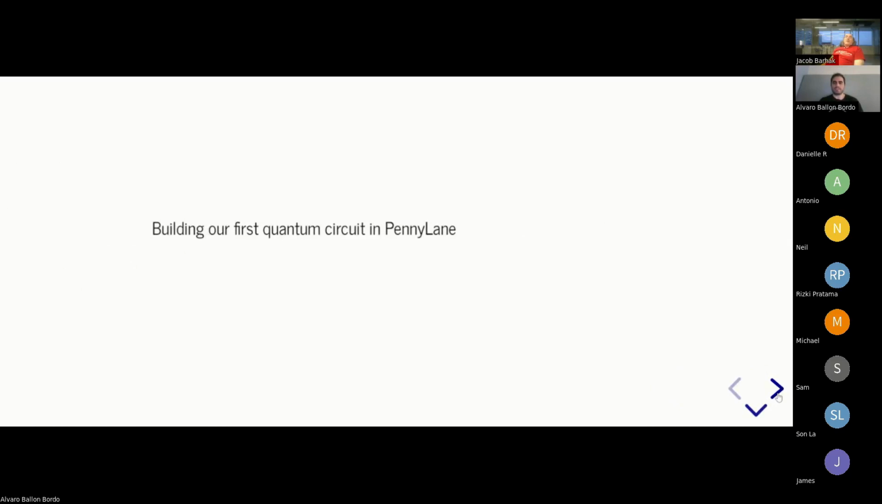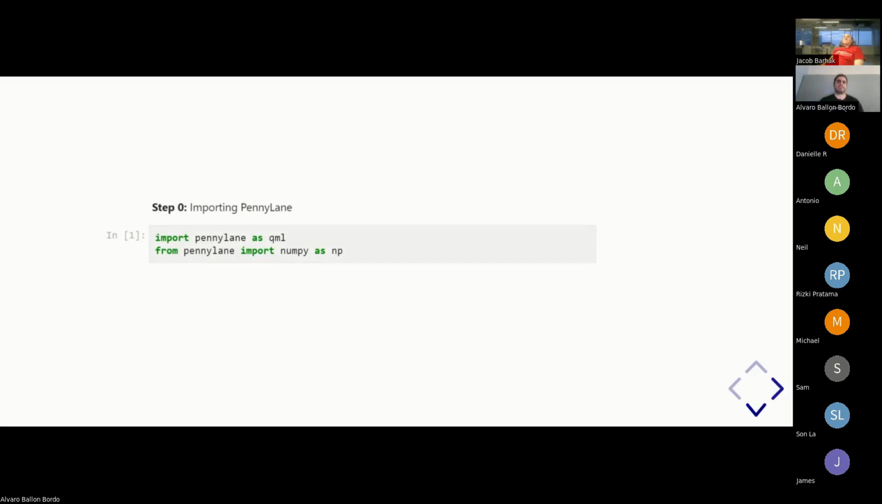Okay, so let's start building our first quantum circuit in PennyLane. If you have already installed PennyLane, just pip install pennylane and you'll have it. The first thing that we have to do, as with every library, is to import PennyLane. These are the two commands that we'll have to write in our Jupyter notebook, which are already written for you. We usually import PennyLane as qml, for quantum machine learning.